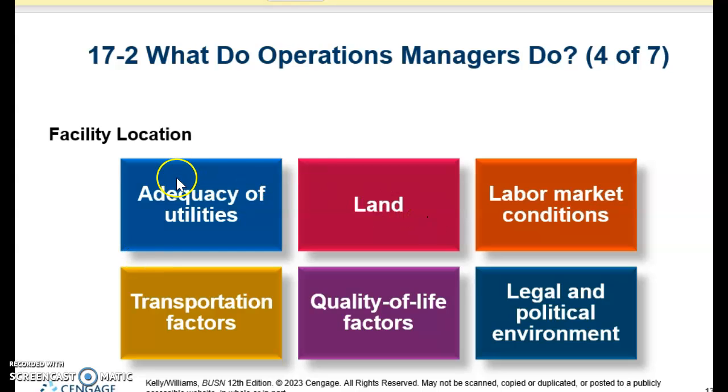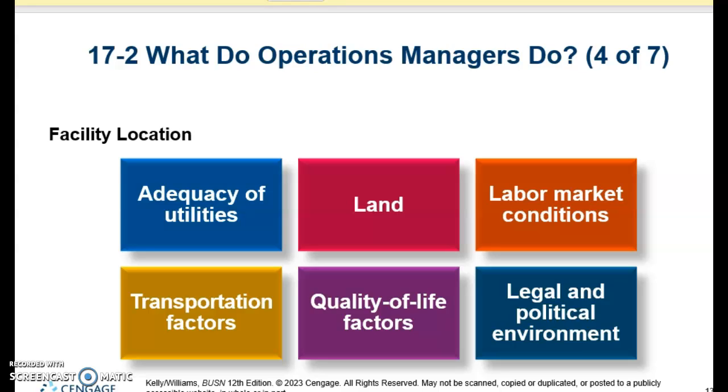The importance of each of these factors when determining facility location varies depending on the industry. Some companies have to locate close to customers while others may not. But here are some characteristics or items to consider: adequacy of utilities, land, labor market conditions, transportation factors, quality of life factors, and then legal and political environment.